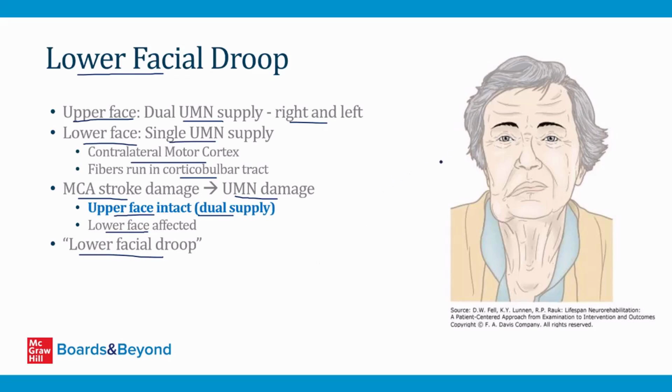And that's what's depicted in this image here of this woman. So her forehead is equal on both sides, is not drooping at all. But then if you look down here, she's got droop on this side of her face, but does not have it on that side. So she has lower facial droop, classic finding in an MCA stroke. And the reason this occurs is because the forehead region up here has dual upper motor neuron supply.